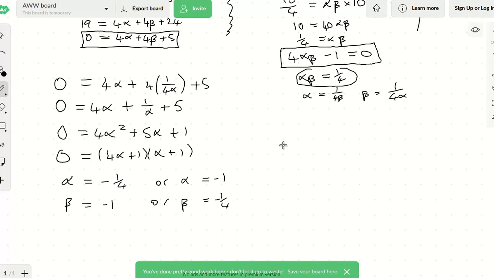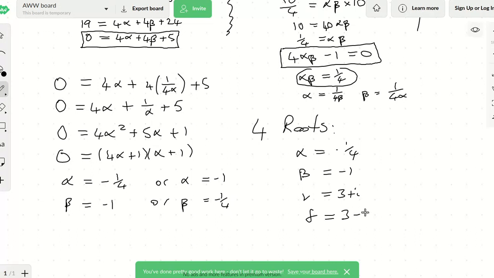In other words, the 4 roots are, drum roll, it doesn't matter which order we label them in, but let's try and do it similar to theirs. If we just take the first case, alpha is minus a quarter, beta is minus 1, gamma was, did they say it was 3 plus i? And so delta is going to be 3 minus i.